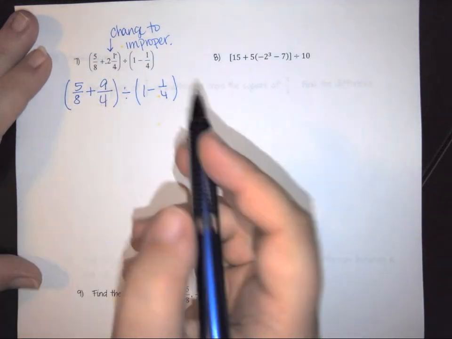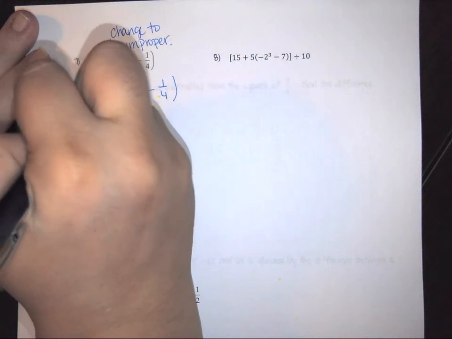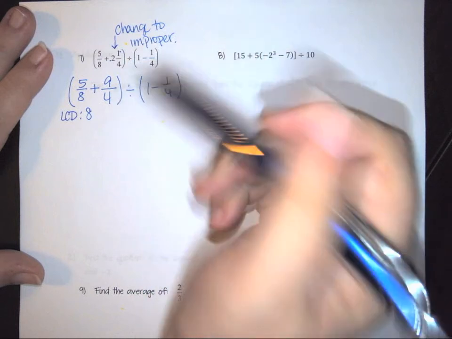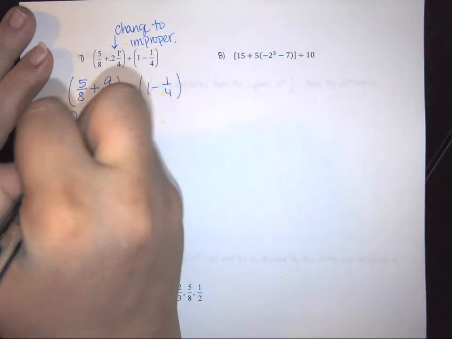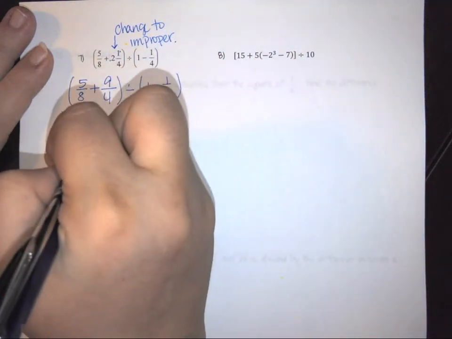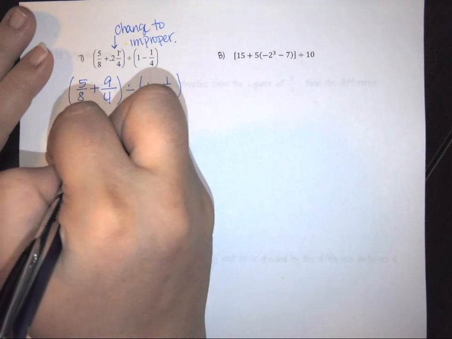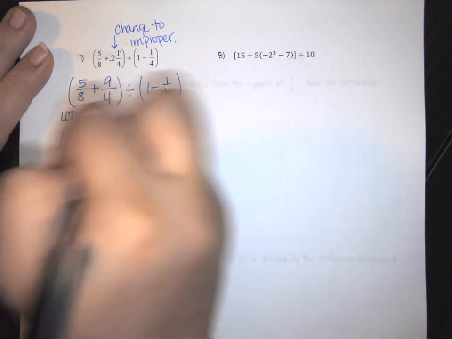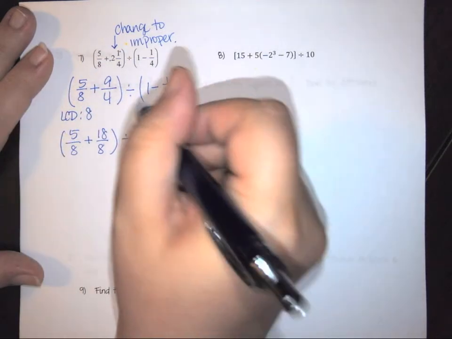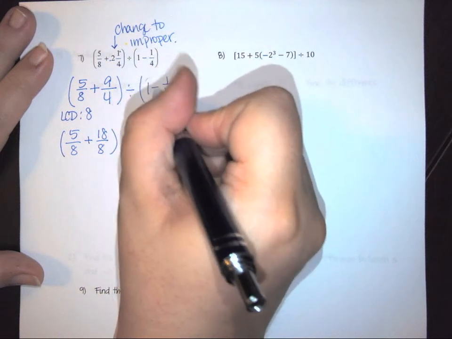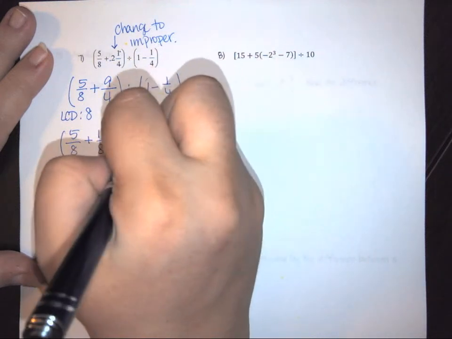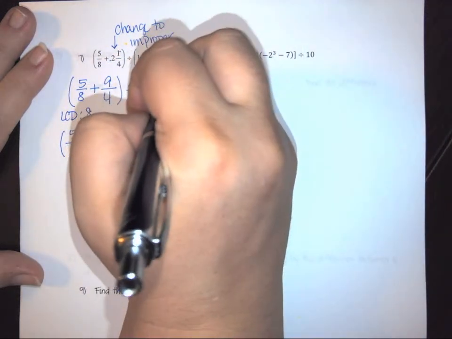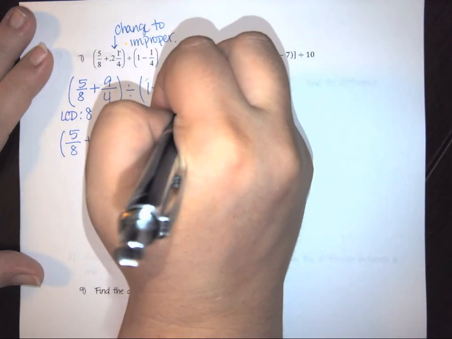So here I need to have a lowest common denominator, which is going to be 8. The way I turn 4 into 8 is I multiply by 2. So this is going to be 5 over 8 plus 18 over 8. And I'm going to divide this, and if I look at this other one, notice I can change 1 into 4 over 4 minus 1/4, because my LCD here was 4.